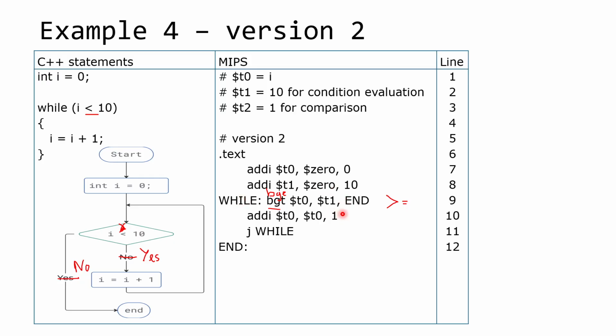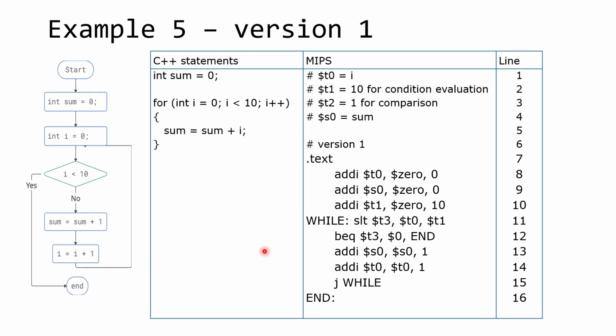Test again. Because now T0 is 1. Is 1 greater than 10? No. Repeat again until it is 10. Now T0 is 10. Now we will check. If T0, 10, is greater or equal to T1, which is 10. Yes. Now the branch will be taken. Now they will end the loop, right?